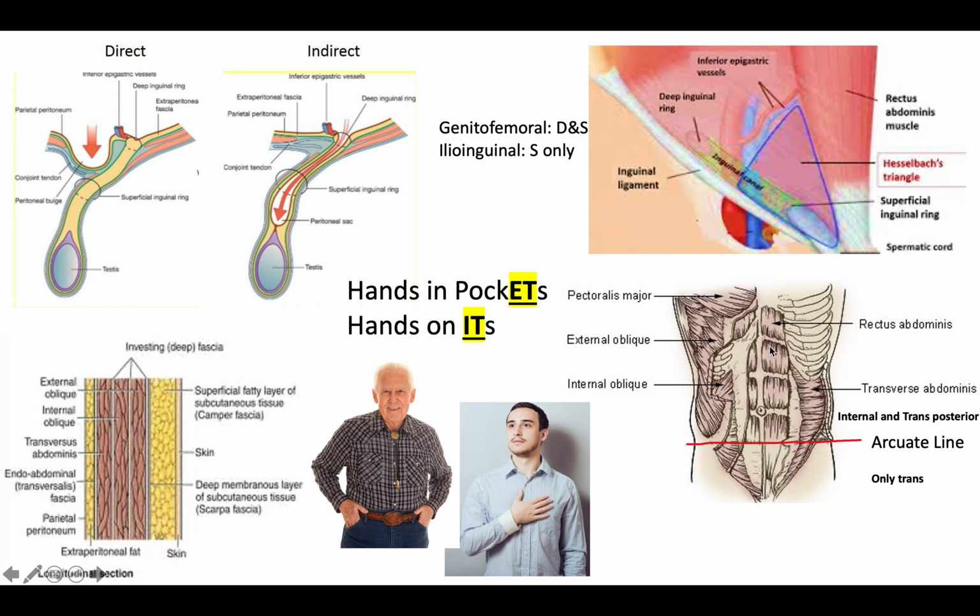And just for completion's sake, we have our belly button or our umbilicus right here. And this big vertical line in between your rectus abdominis muscles is your linea alba.